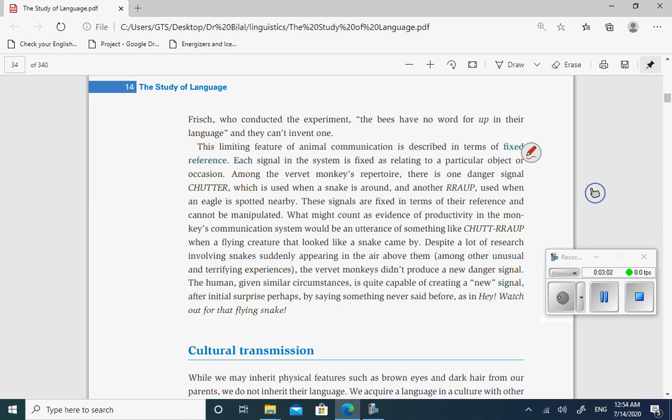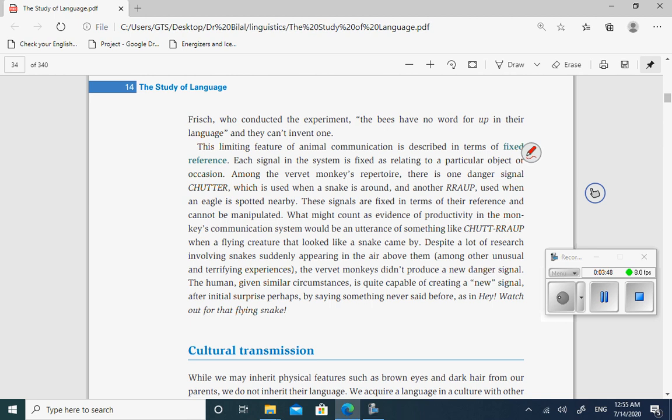Now, one kind of monkeys got a few signs or signals which they can use to refer to different things. One of them is something like chatter and prop, if I'm pronouncing that in a good way. Now, chatter. Usually, these kinds of monkeys use this kind of signal in order to tell the other monkeys that there is a snake, and they use something like prop to tell other monkeys that there is an eagle in the sky.